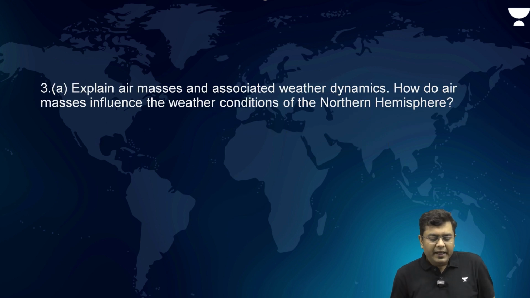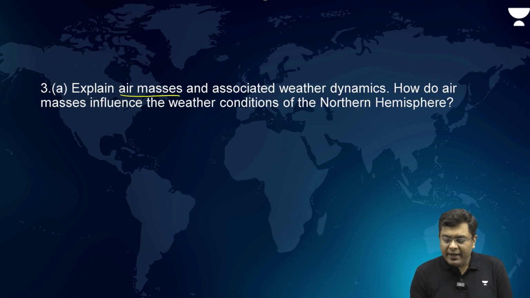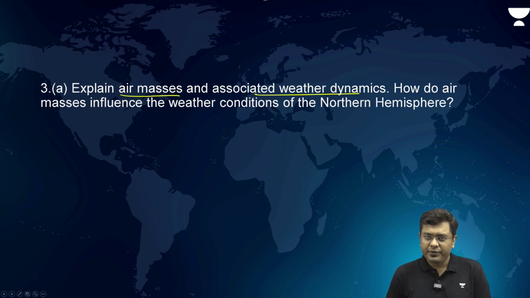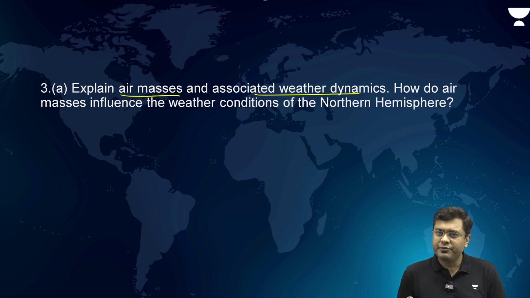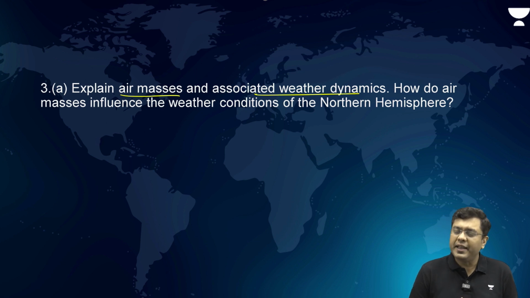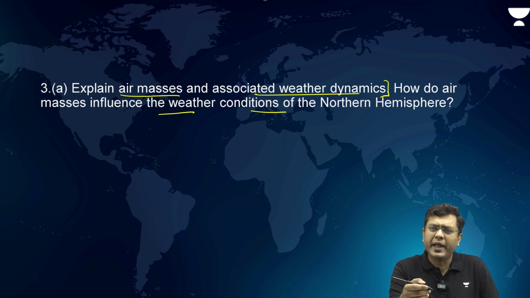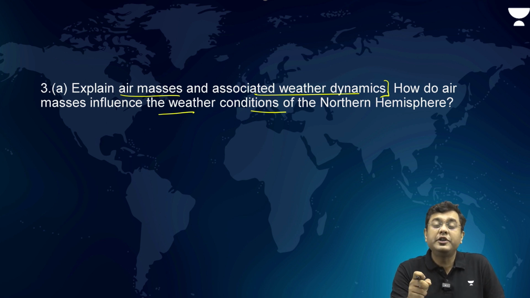Then after that, explain air masses and associated weather dynamics. So, the definition of an air mass is a must, first of all, when you start with that, and the impact on the weather associated with the air mass. That is the first part of the question. Second is, how do air masses influence weather conditions of the northern hemisphere? Now, this is where this year, for example, you had a substantial amount of news headlines associated with nor'easters in the region of the US, right, the eastern part of the US.